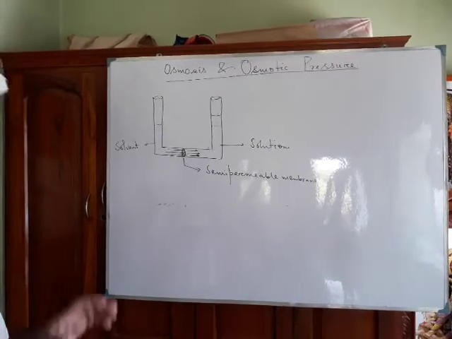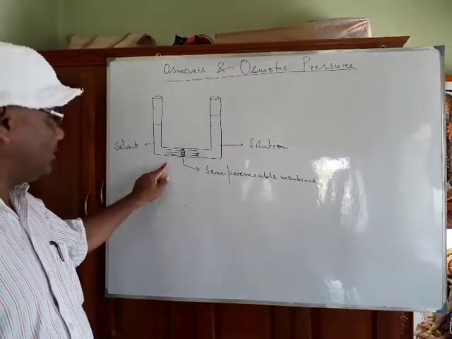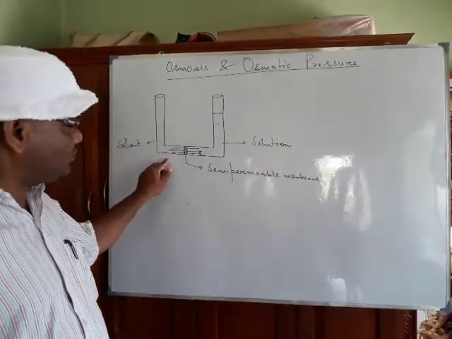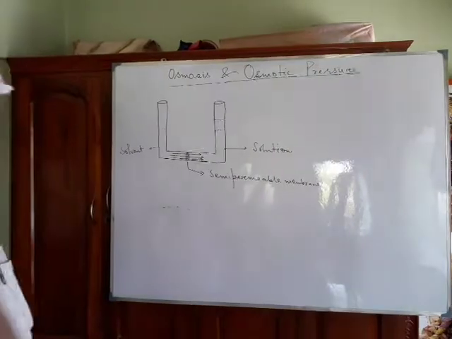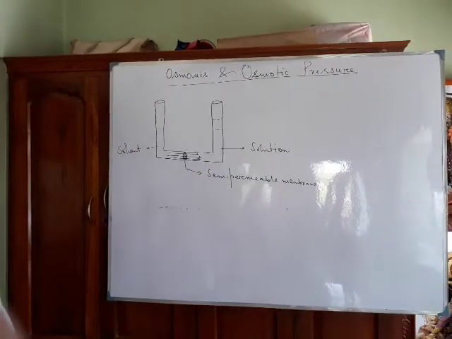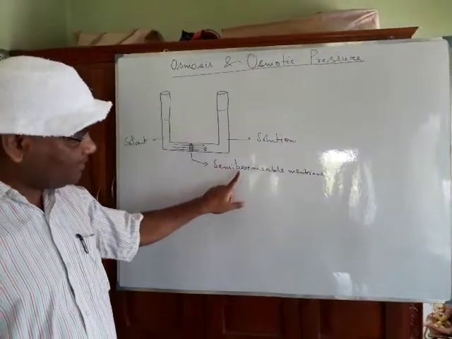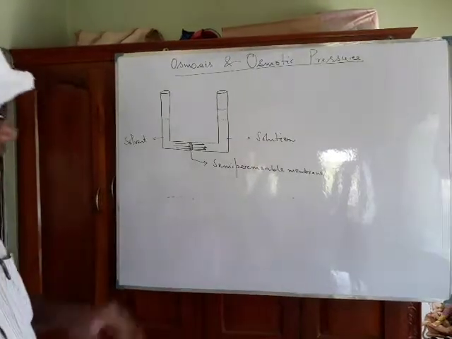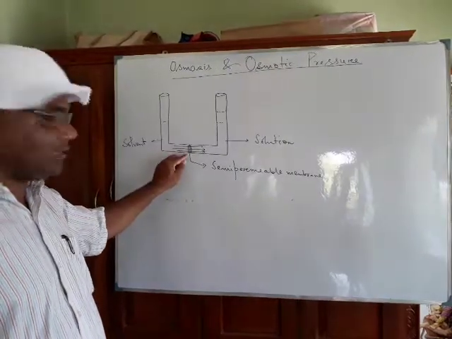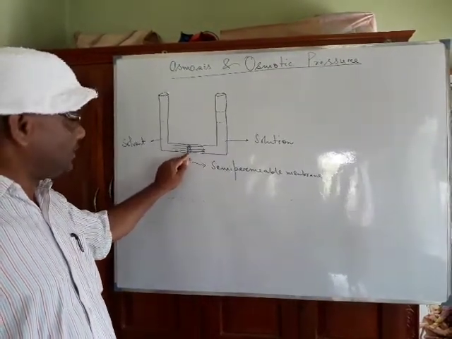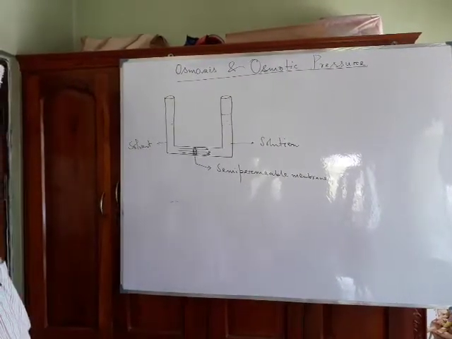This process of passage of solvent from the dilute solution to the concentrated solution, or from the solvent compartment to the solution compartment through a semi-permeable membrane, is called osmosis. Remember, semi-permeable membranes are a special kind of membrane which will allow only the solvent molecules and not the solute molecules to pass through them. That is the meaning of semi-permeable membrane.